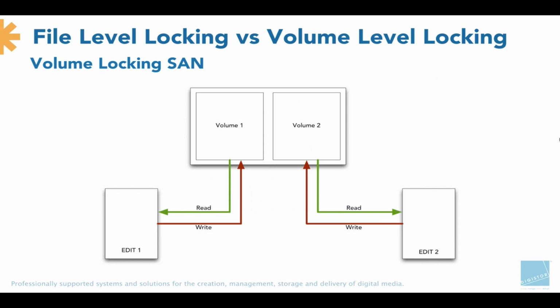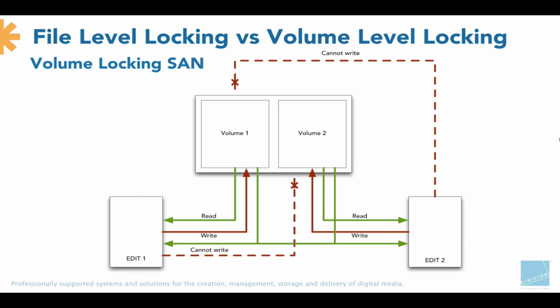So Edit 1 has read and write privileges to volume 1. Edit 2 has read and write privileges to volume 2. But if we want to have material on Edit 1, but they want to source it from volume 2, they are actually able to do that. They just can't write to that volume. So here's an example of that.